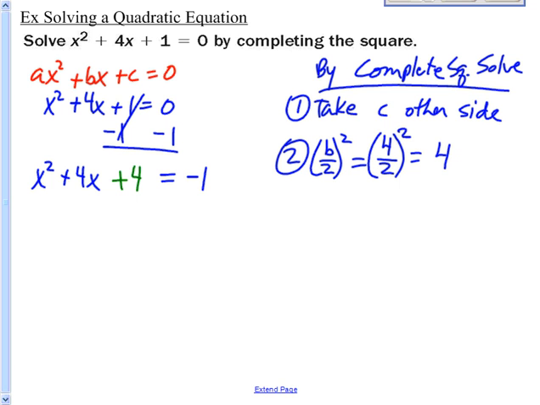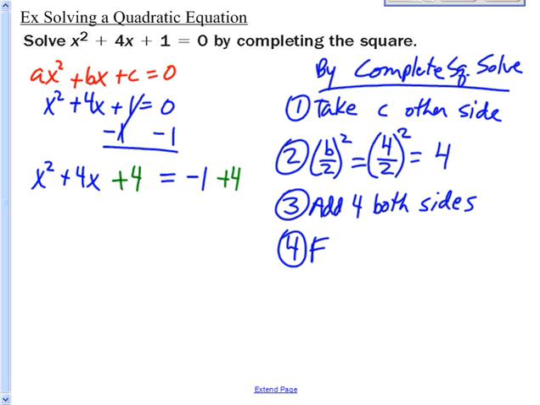Well, I can't just add in a 4. I'm changing this equation, so I have to add it to the other side. If I add 4 to one side, I got to add 4 to the other side. Use that addition property of equality. So we add 4 to both sides. Now I go ahead and factor and solve.